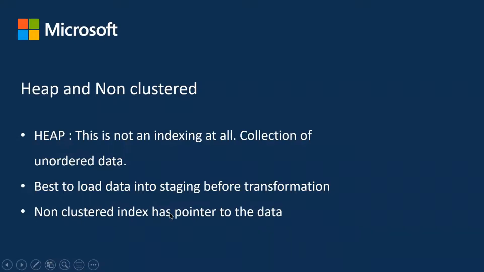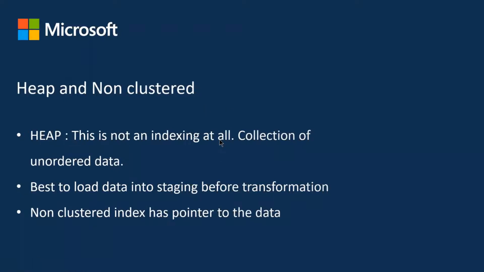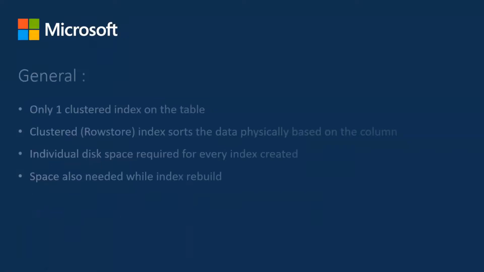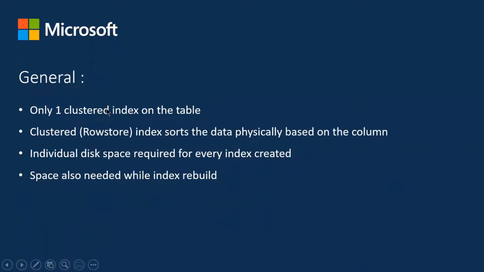Non-clustered indexes point to the data basically. So non-clustered indexes always point to the data, and the clustered index has the data itself at the B tree level. And only one clustered index can be created on the table. I think we are clear about this. Clustered rowstore indexes sort the data physically based on the column. That's also true. And additional disk space is required.